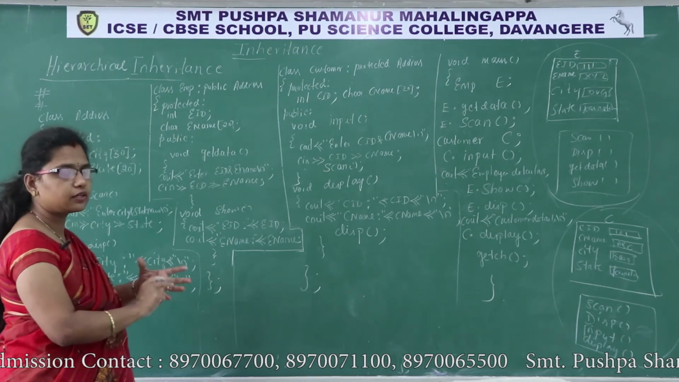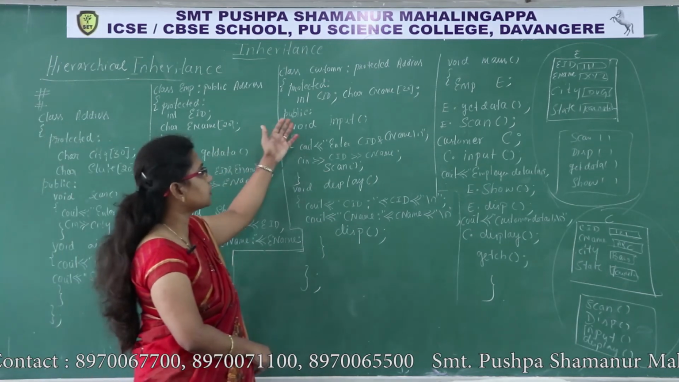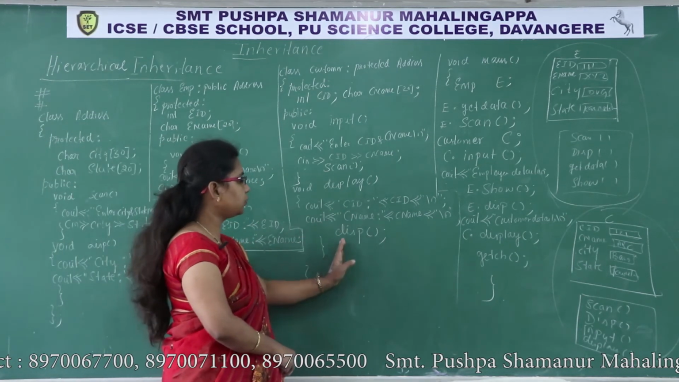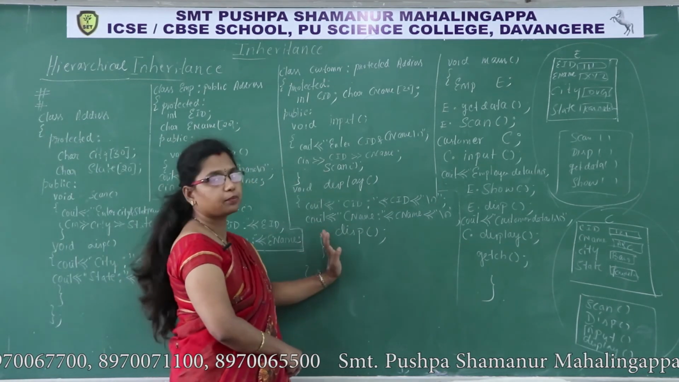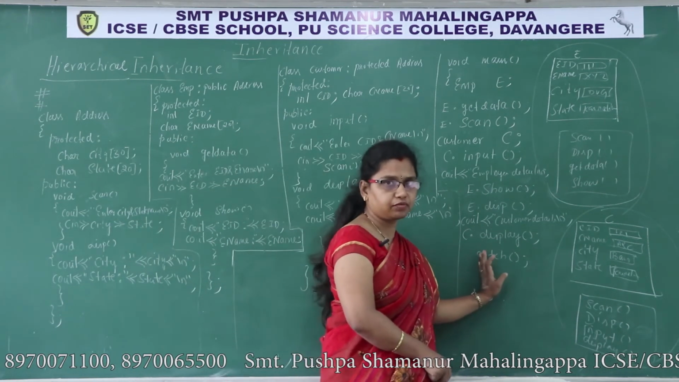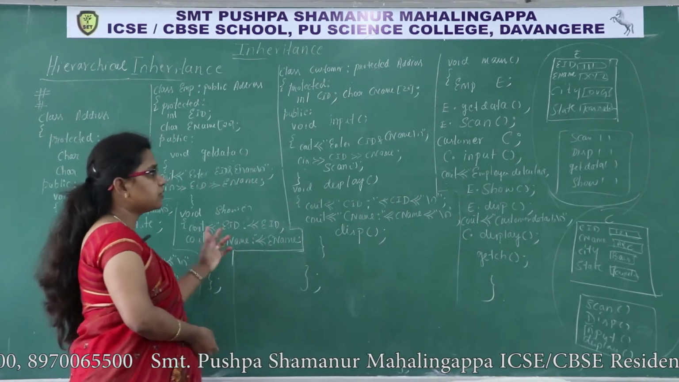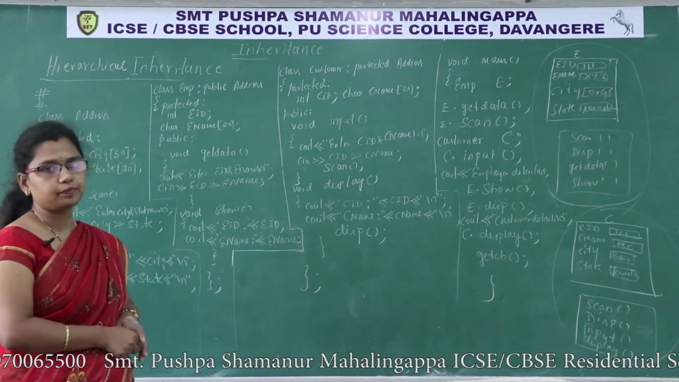Address display madakintane one function, disp function. That function belongs to the protected section of the derived class. So I have to call a protected member from the member function of this class. So I should not call disp from the main function. Understood? That is the difference between the previous example and this example.